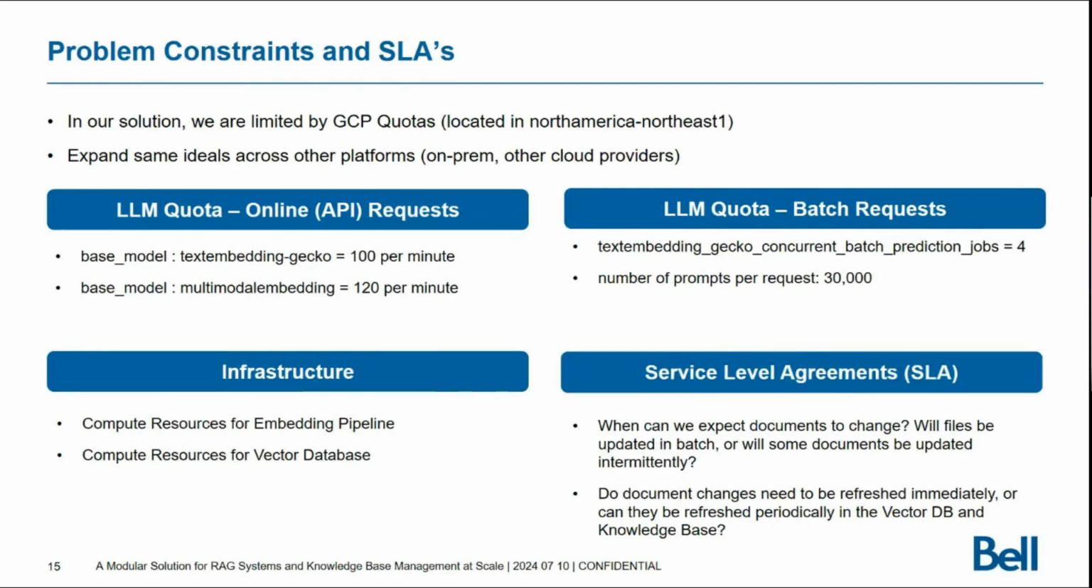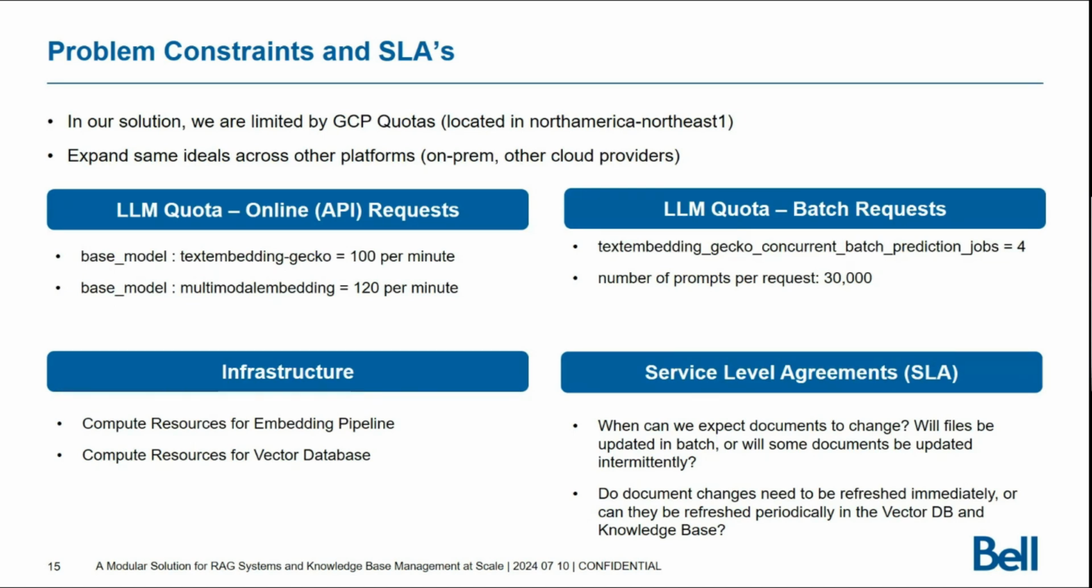Also, just a small note that these quotas are for a single GCP project level. So a really important governing constraint is LLM quotas. So online API requests per minute and batch requests if your platform offers that. For the base model, text embedding Gecko, you're limited to 100 requests per minute. And for the batch requests, you're limited to 30,000 prompts per request and a concurrent 4 batch jobs.